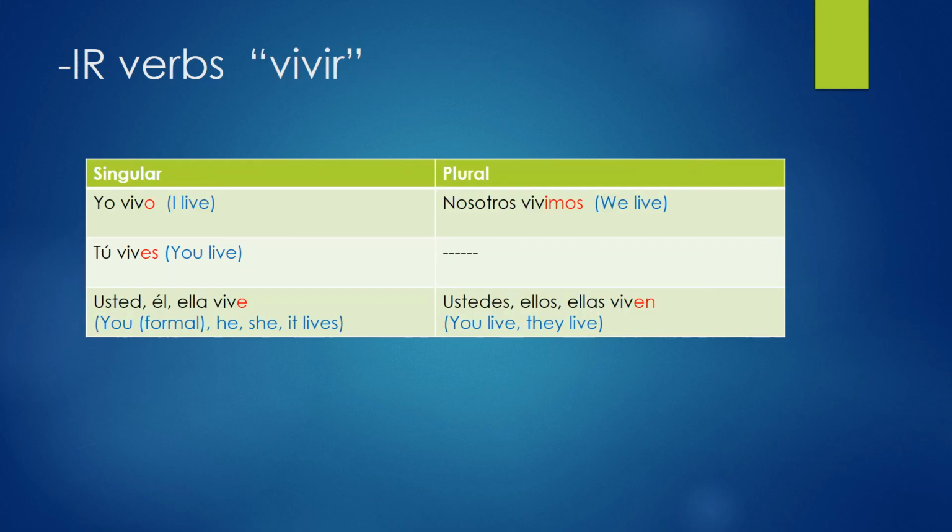Our example is vivir, to live. Yo vivo, I live. Tú vives, you live. Usted, él, or ella vive, you, he, she, or it lives. Nosotros vivimos, we live. Ustedes, ellos, ellas viven, you live, they live.